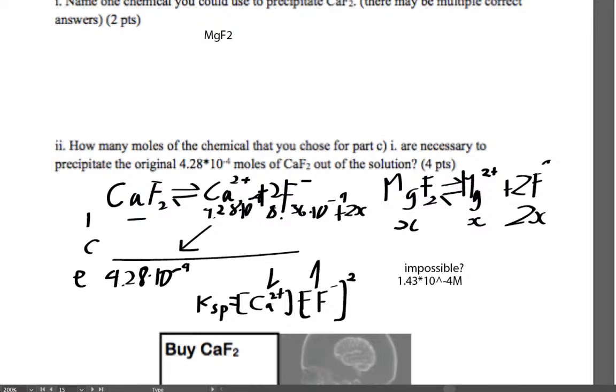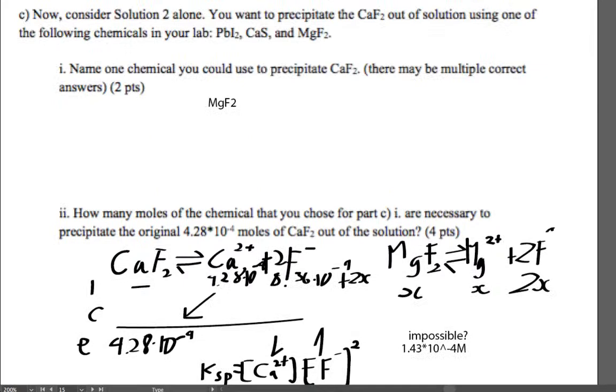When you are actually just doing these problems, I don't know how. Name one chemical. Okay. So we want to try to get that 1.43 times 10 to the power negative 4 molar back.